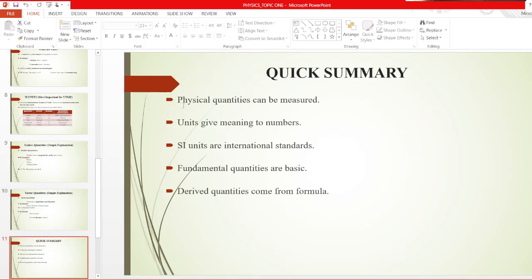Physical quantities are quantities that can be measured and give you numbers as a result. Units give meanings to numbers. So the unit of time is seconds, for mass is kilogram, for temperature is Kelvin. Please take note of it.